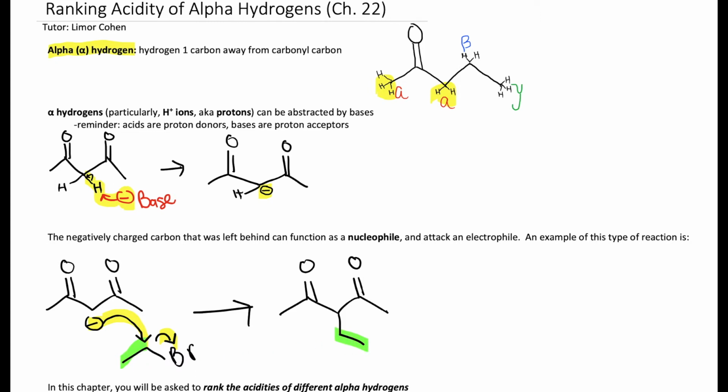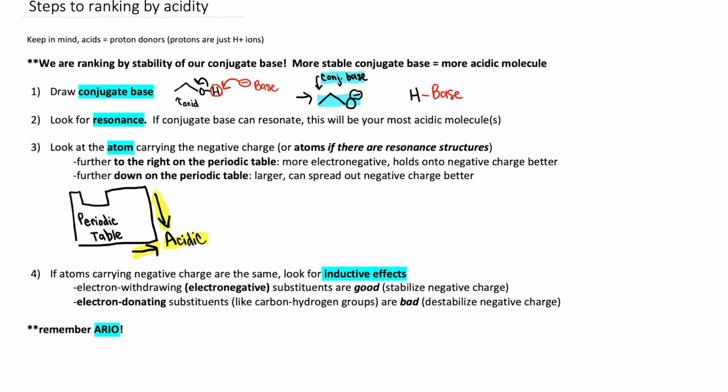On your exam, you're going to be given different carbonyls that all have alpha hydrogens, and you'll be asked to rank the acidities of these alpha hydrogens. So let's go over some quick acidity rules. I've written out a guide for you guys as to how to rank by acidity, but let's just review the basics. When we rank by acidity, we're really ranking by stability of the conjugate base, which is the acid after it's donated its proton and is left with a negative charge. The more stable our conjugate base is, the more willing our acid will be to donate its proton.